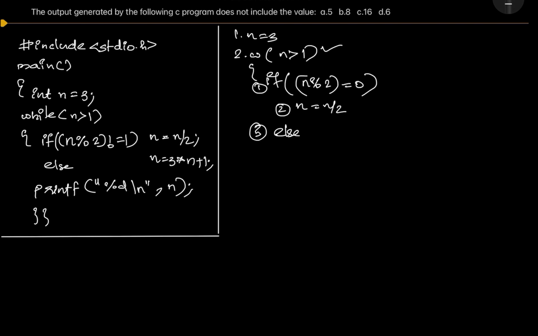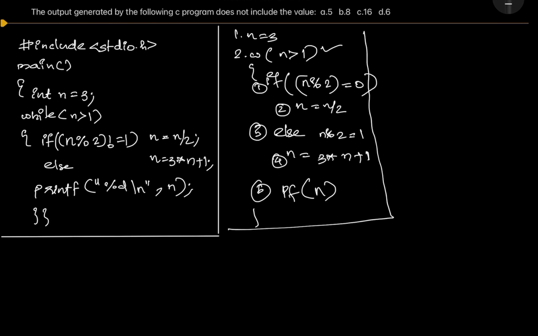Otherwise, in the else part, n mod 2 is equal to 1, that is, the remainder is 1. If the remainder is 1, n will be 3 star n plus 1. And then the sixth line, printf of n. N is going to print. This is the code which we are going to execute, and we are going to find the output.